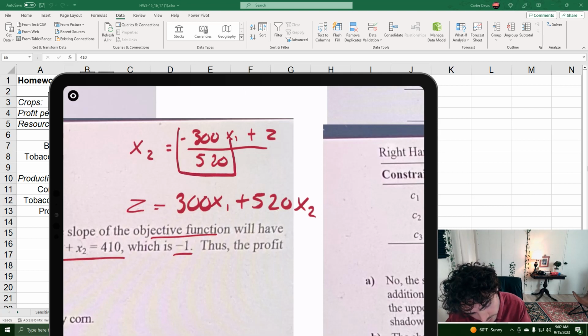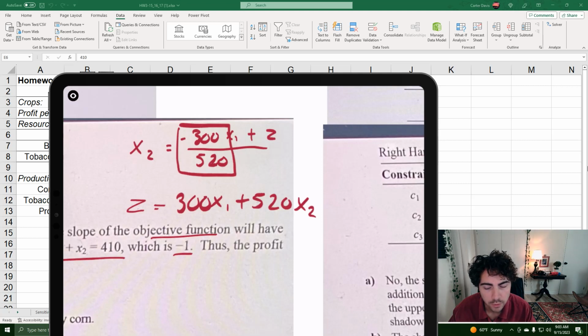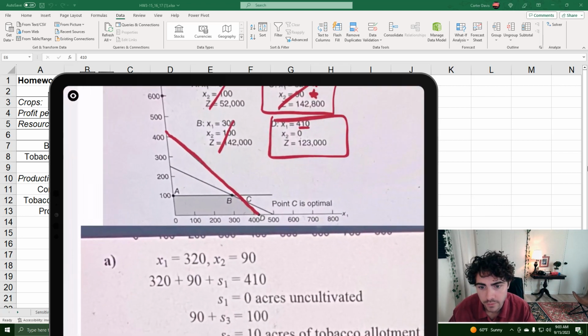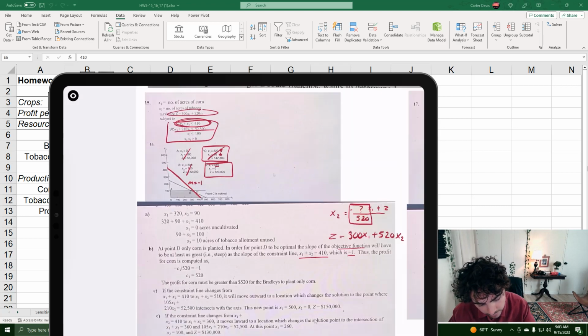The slope of the original objective function is negative 300 over 520. That slope is greater than negative 1, but it's not as steep as negative 1 because of that. So the question is, what should this 300 be instead, so that this overall slope, negative something over 520, is as steep as the slope of the red line from the constraint that had a slope of negative 1. So the slope of this line was negative 1.